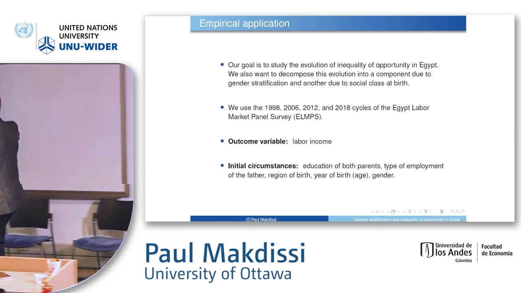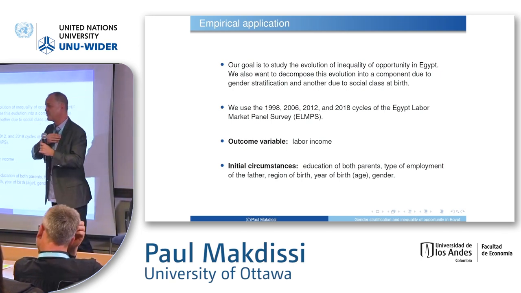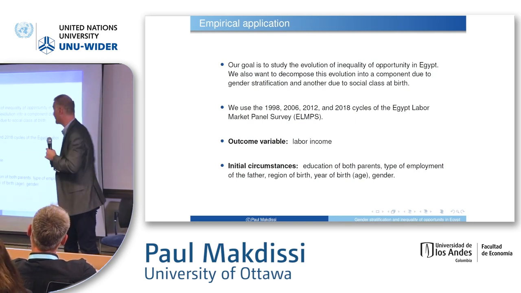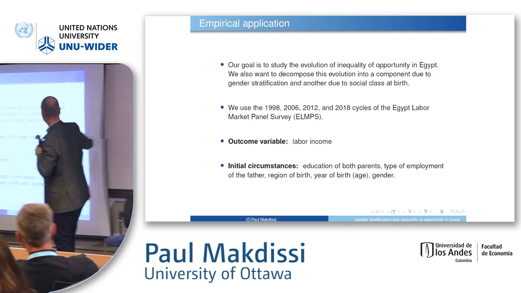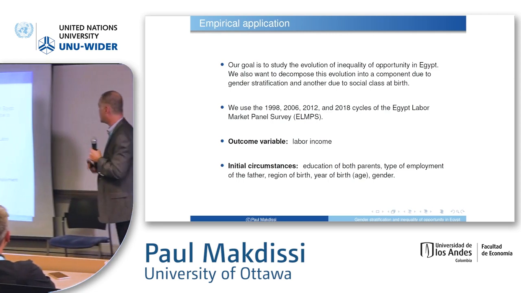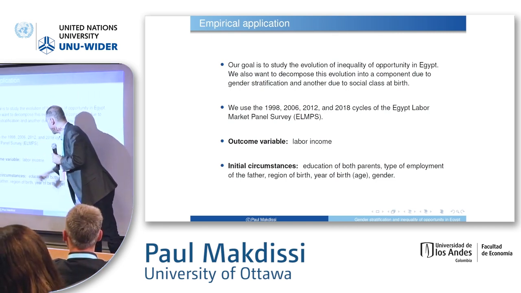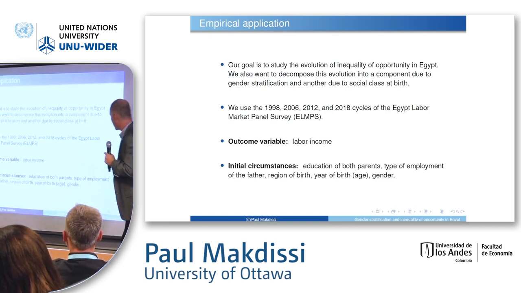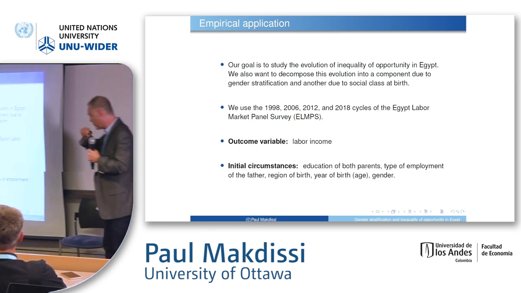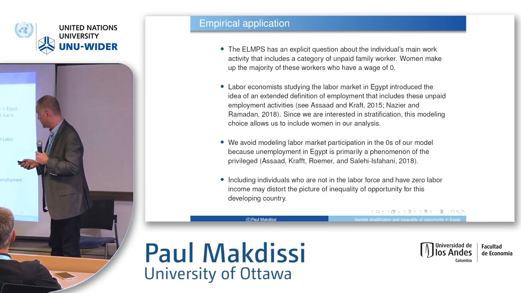We use data that is made available by ERF. They're doing a fantastic job. I'm not an employee of ERF. They're making these data available to researchers, and I'm excited. We use four waves of the Egyptian Labor Market Panel Survey. We use labor income as the outcome variable, and we have a set of initial circumstances: education of the parent, type of employment of the father, region of birth, year of birth, and gender.